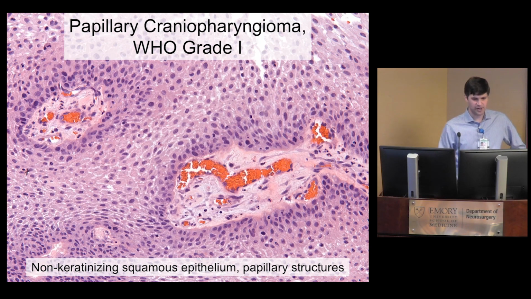Papillary craniopharyngiomas are another subtype of craniopharyngioma. These mainly are all squamous, but they don't keratinize, so there's no wet keratin. It's just piles and piles of squamous cells, and the term papillary comes from the fact that they do produce a papillary morphology, like a cauliflower or broccoli, like I was saying.